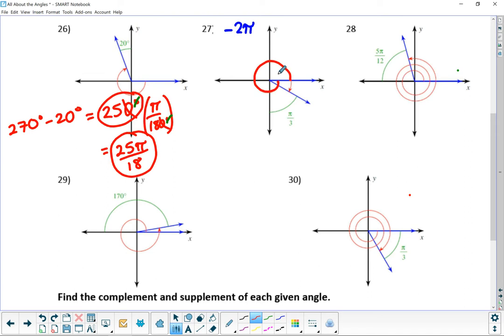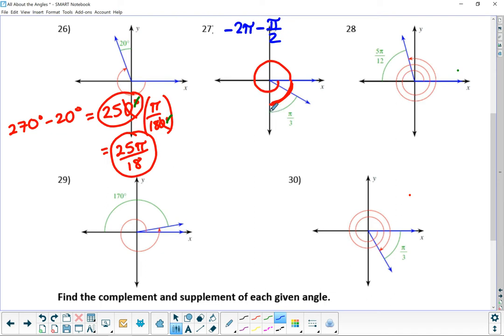So I'm going backwards negative 2 pi, which is a full circle, and then I'm going to go ahead and add another negative 90 degrees, or in radians, another negative pi over 2. So I went backwards a full circle, and then backwards a quarter of a circle, which is negative pi over 2.